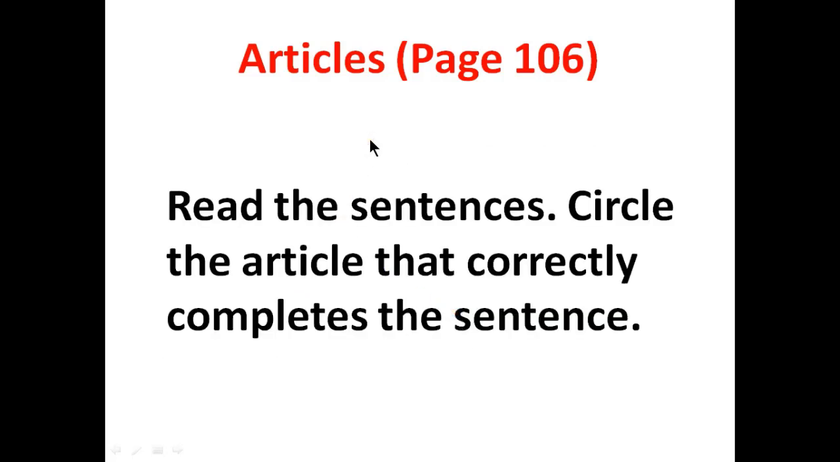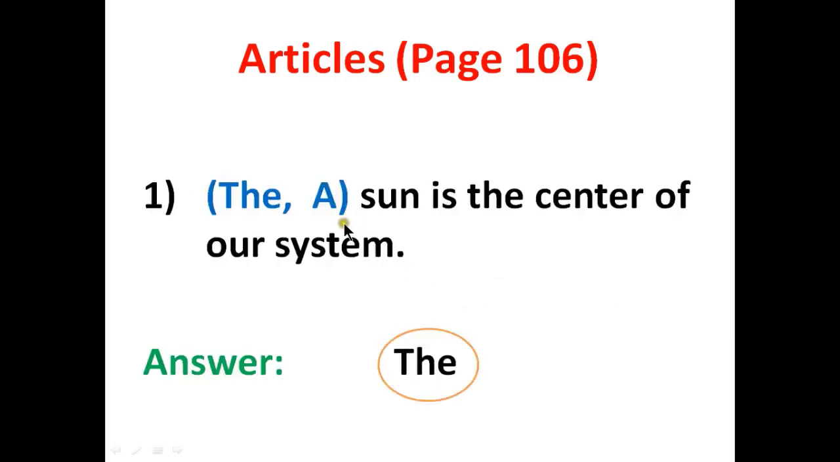Now we are going to do our exercise. Read the sentences, circle the article that correctly completes the sentence. Number 1. What is a correct article? You will just circle it. Okay? You are going to circle the correct article. No need to write it anywhere on this page. The sun is the center of our system.